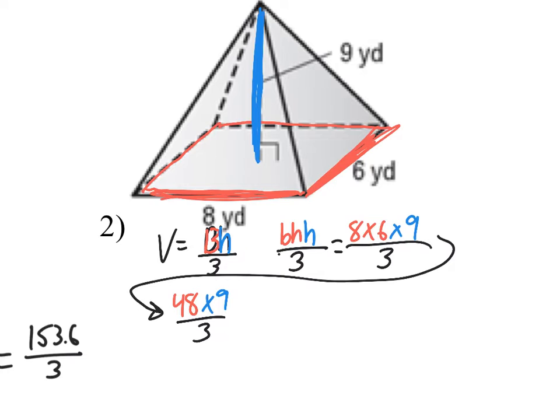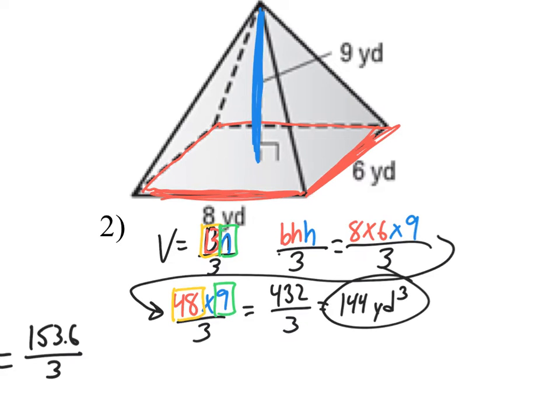Again, what I want to point out here is that this 48 is big B. We have found big B. That 9 right there, that H right there, is the 9 for the height of the entire figure. So 48 times 9 comes out to 432. Again, we have to divide that by 3 when we're finished. And our final answer comes out to 144, and it'll be yards cubed.